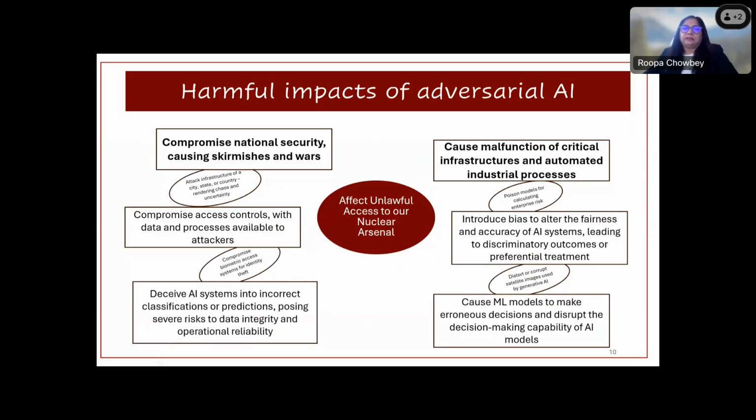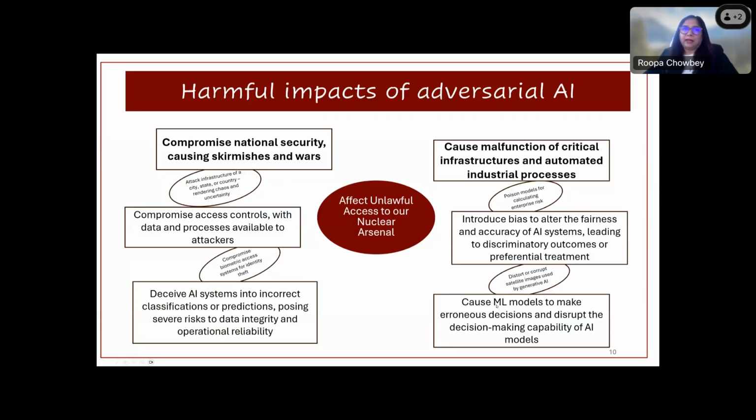What would be the impact of adversarial AI actions? Obviously, the impact is immense, ranging from low to critical, and especially impactful to the nation's infrastructure and security. A few examples are shown on the slide. For example, AI systems provide incorrect classifications or predictions, which would result in skewed outcomes. Access controls can be compromised, resulting in attacks to national security. This in turn can lead to chaos, uncertainty, and in certain circumstances, also to skirmishes and wars.